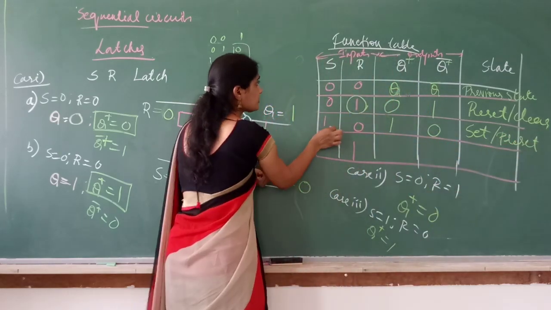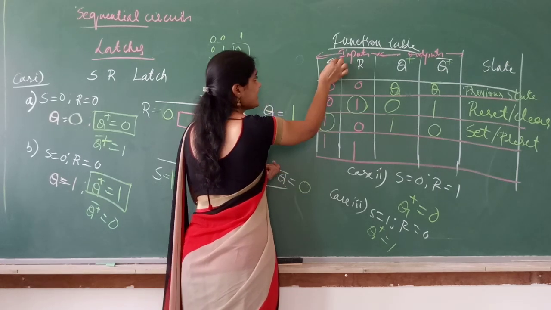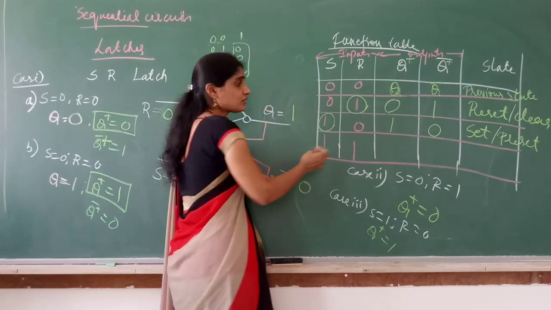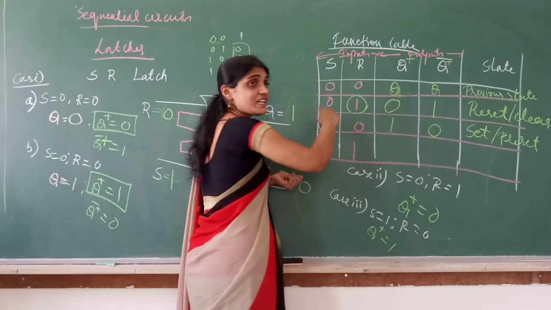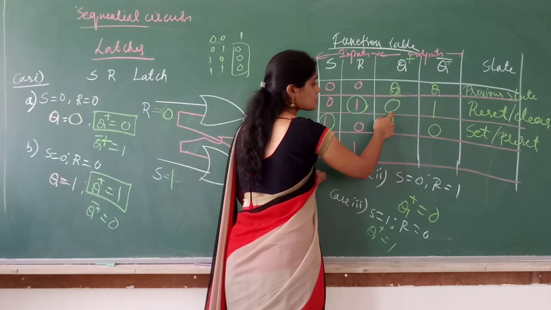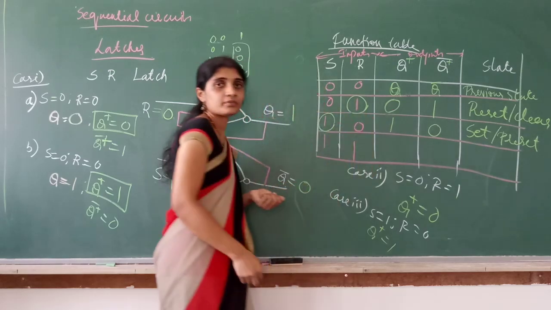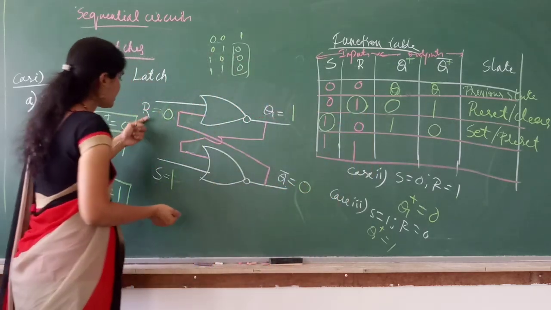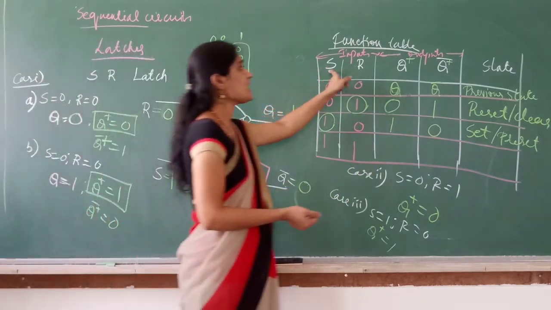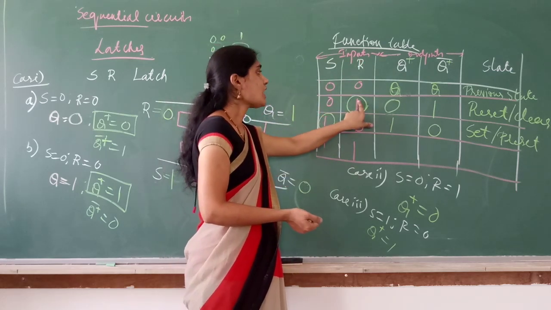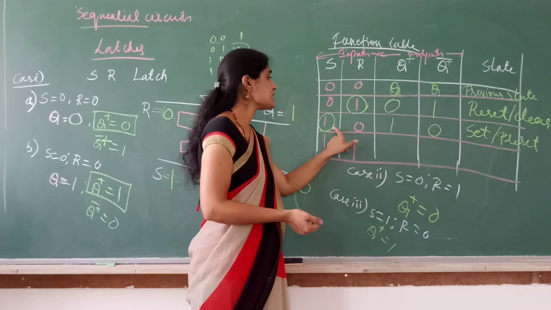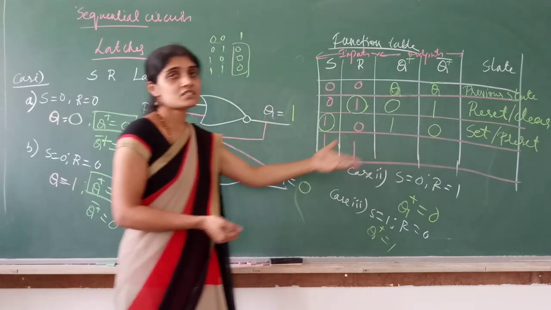So look here. When S is 1, it sets the latch. Set means the latch will store 1. If R is 1, it resets, that means the latch will store 0. That is why I said if you are taking R like this, you have to write SR as 00, 01, 10, 11. Only then, when R is 1, you get the state as 0. When S is 1, the state is set.